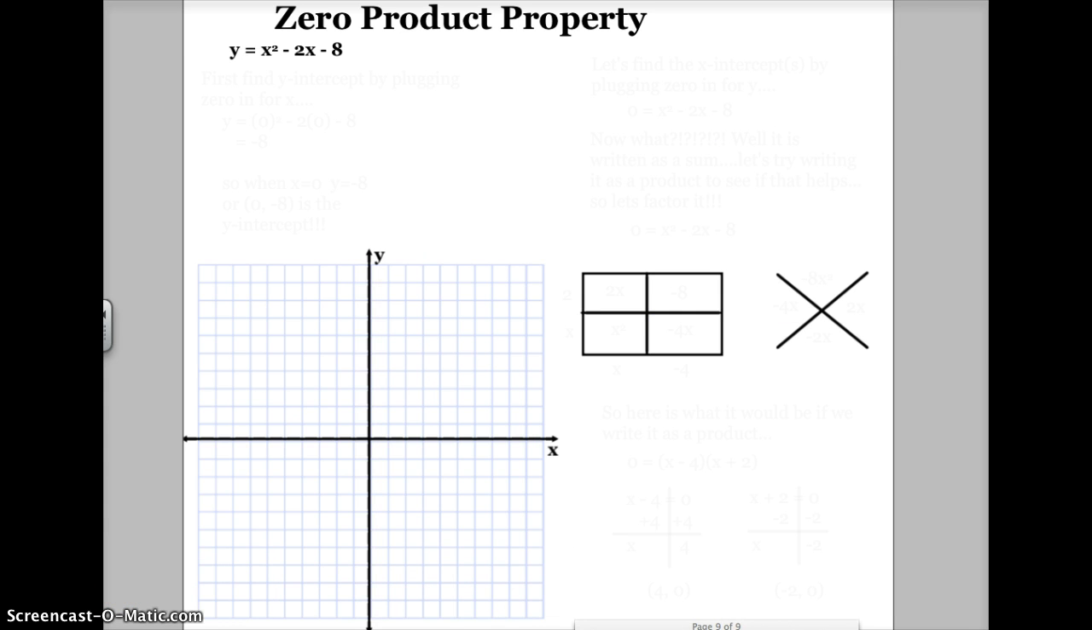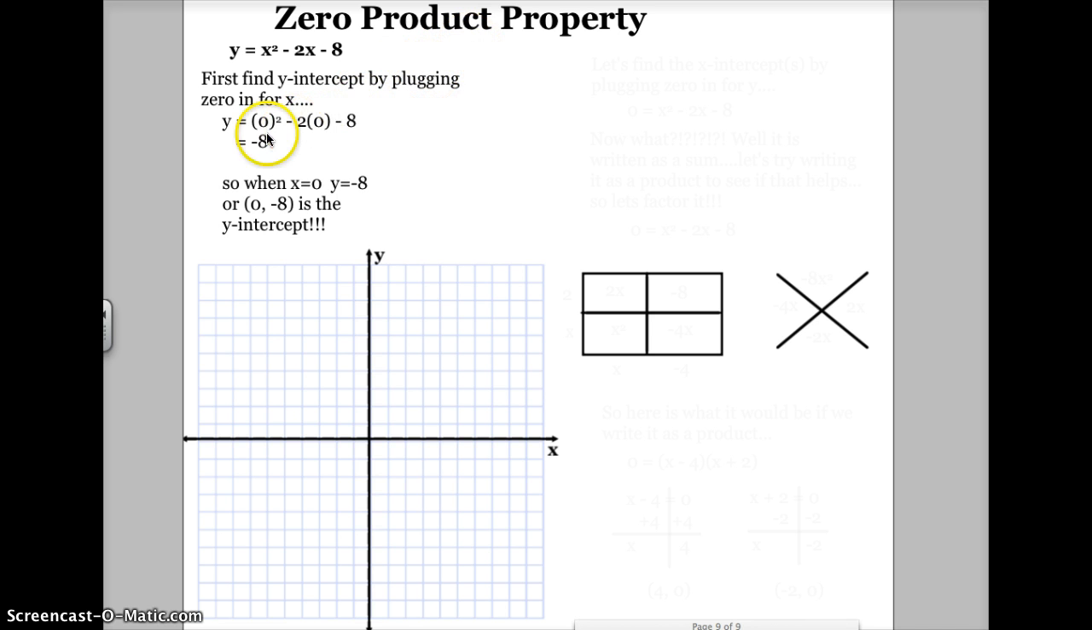So the problem I have up here is y is equal to x squared minus 2x minus 8. So first, let's try and find the y-intercept by plugging 0 in for x. When I do that, here's what I get. I have y is equal to 0 squared minus 2 times 0 minus 8.